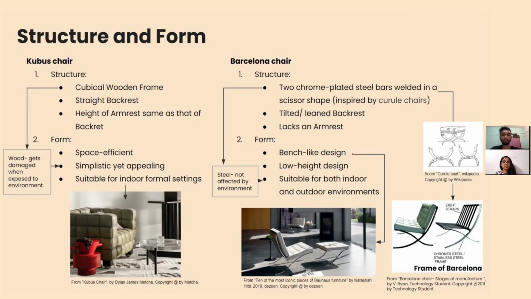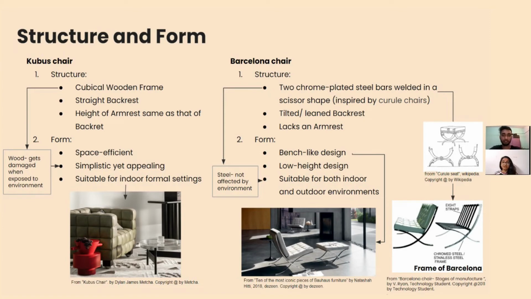Next, we will be talking about structure and form. The Kubus chair has a cube-like structure inspired by cubism, from which it gets its name. The frame of the chair is made from wood, a sturdy material which is readily available and economically feasible. On the other hand, the Barcelona chair's frame is made of chrome-plated steel bars. Chrome plating was a relatively new process, hence not many manufacturers had this technology. The Kubus has a straight backrest whose height is the same as the armrest, whereas the Barcelona chair has a leaned backrest and lacks an armrest.